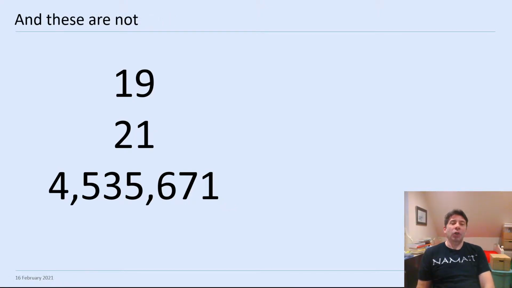These numbers are not multiples of 2. They are not divisible by 2. 19, 21, 4,535,671, because the 1 is odd. For what it's worth, we use the phrase "is a multiple of 2" interchangeably with "is divisible by 2." They kind of mean the same thing. Or you can say 2 is a factor.